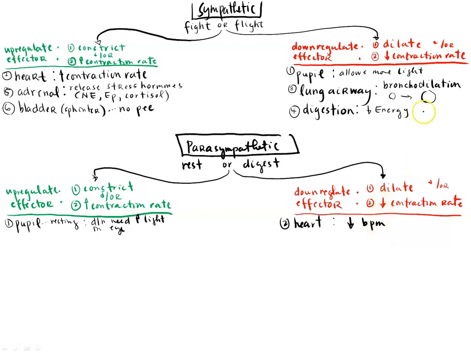Okay? Number 3, lung airway. What am I going to do? Am I going to keep bronchodilating or the opposite? I am going to bronchoconstrict because I don't need large diameter of the airway right now. I am not running. I am not doing anything that is needing large volumes of oxygen or getting rid of carbon dioxide. Okay, so I return my airway back to normal.